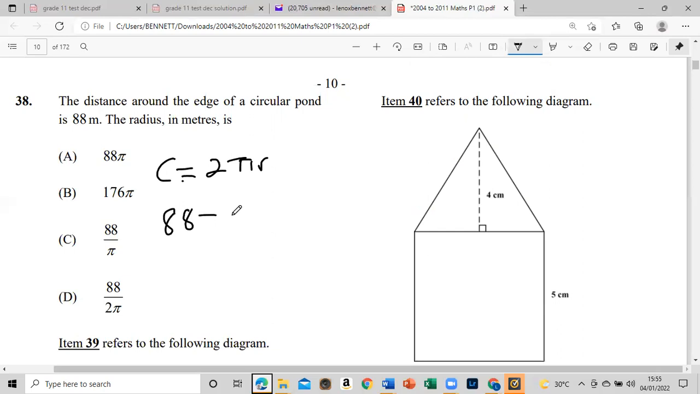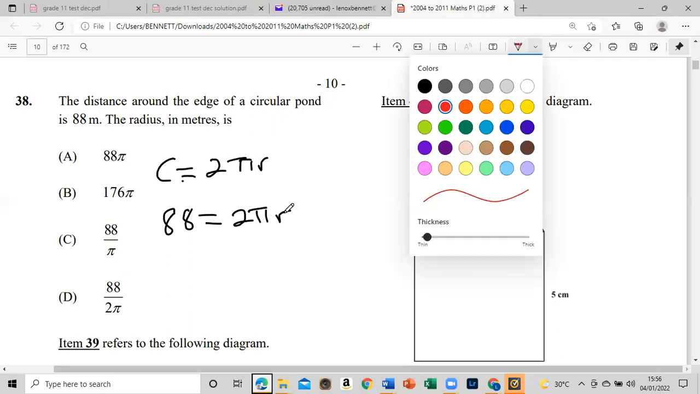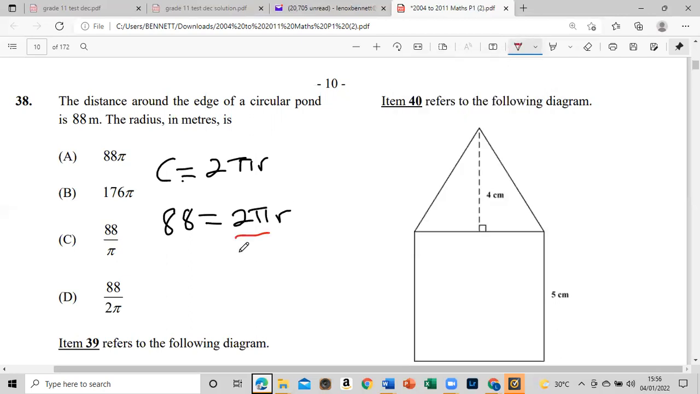And then now we have 2 pi r. But they ask to make r the subject of the formula. So now we divide by 2 pi to get rid of this. Whatever we do to one side, we do to both sides. So therefore, alright.